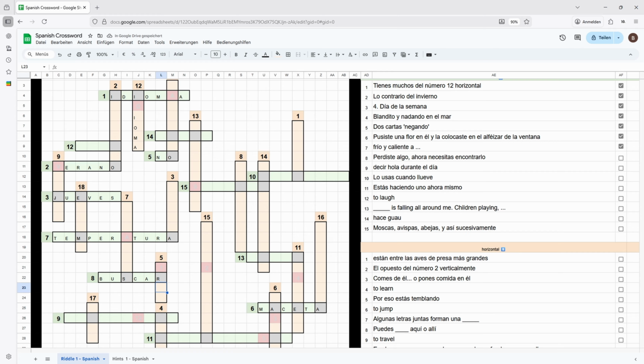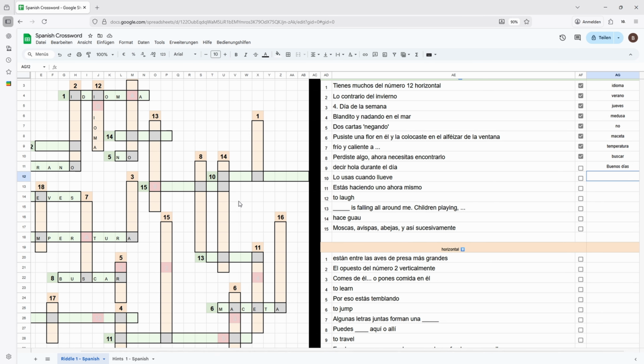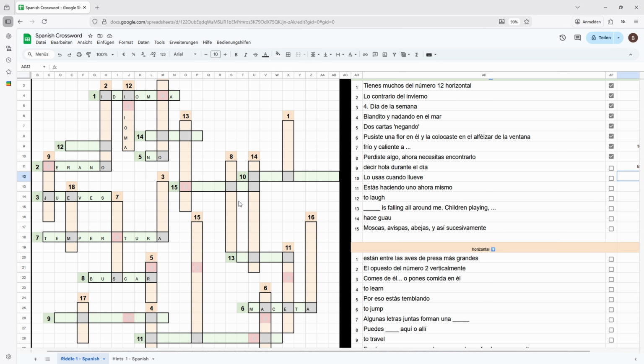Then we have the next one. The next one is decir hola durante el día. To say hello during the day. Do you want buenos días? I think she wants buenos días. Is it with the? I hope she put the accent above the I on días. The 9.